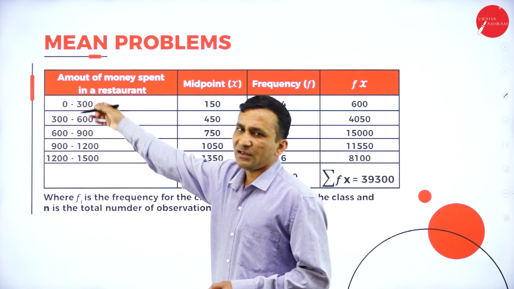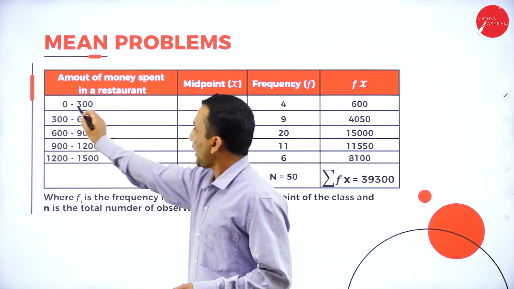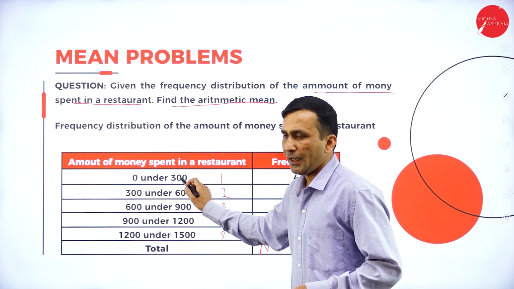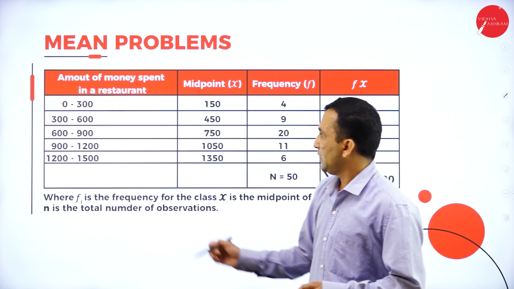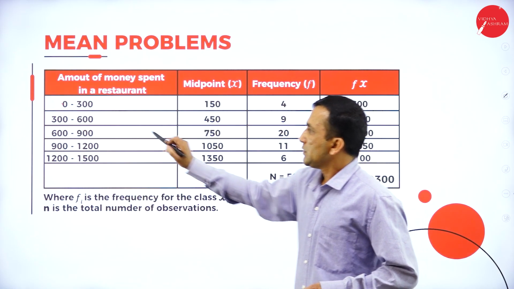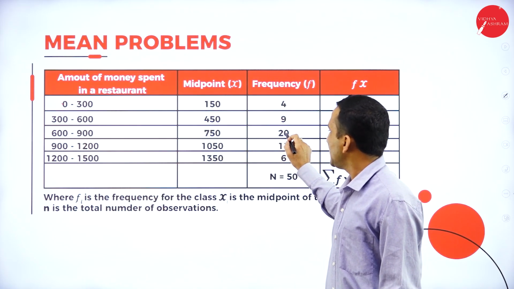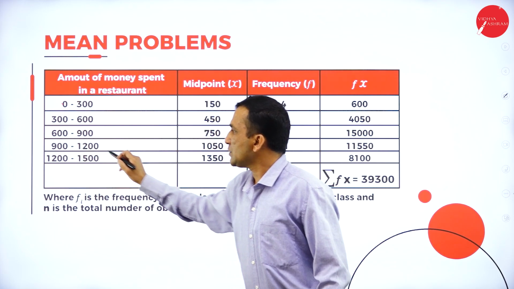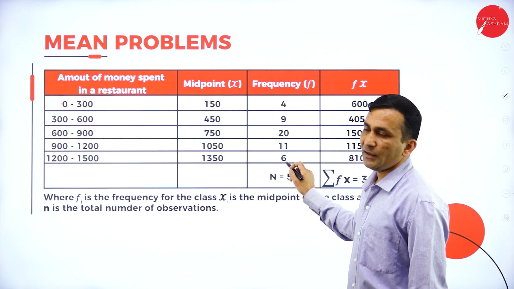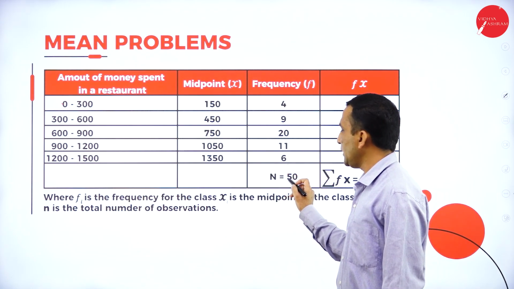Here, see the class intervals given: under means you have to go to the left side. So from the previous slide, 0 under 300, I will write in class interval form as 0 to 300, and the frequency given is 4. Then 300 to 600, the frequency is 9. 600 to 900, the frequency is 20. 900 to 1200, the frequency is 11. 1200 to 1500, the frequency is 6. Altogether, the total of frequency, capital N, is equal to 50.